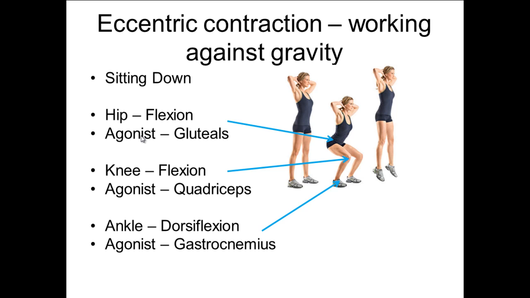Normally you would expect, if the knee was in flexion, that it's caused by the hamstrings, but because you're having to support the weight of the person, working against gravity, essentially it's the other muscle that is the main agonist. So at this point, at the hip it's the gluteals, at the knee it's the quads, and at the ankle it's the gastrocnemius.